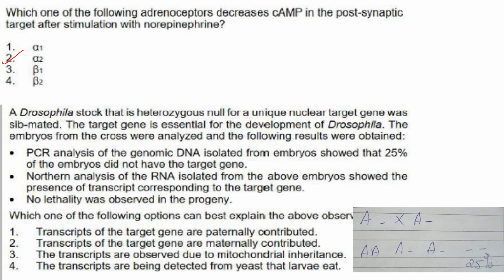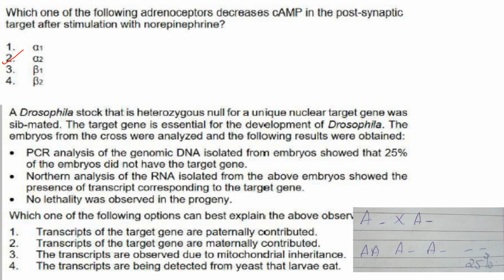The embryos from the cross were analyzed and the following results were obtained. PCR analysis of the genomic DNA isolated from the embryos showed that 25% of the embryos did not have the target gene. If you see this figure, you can see that these are heterozygous null mutants. Upon crossing, you will get A minus, A minus, minus minus. This minus minus will be the 25% which do not have the target gene.